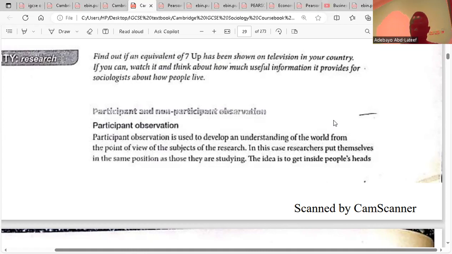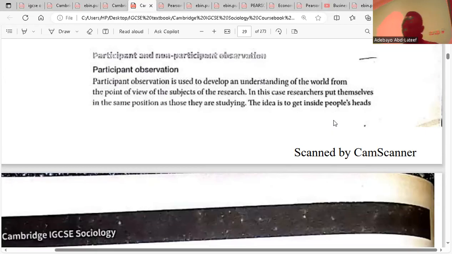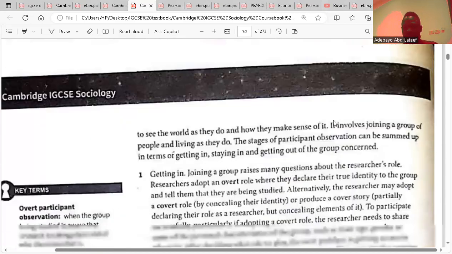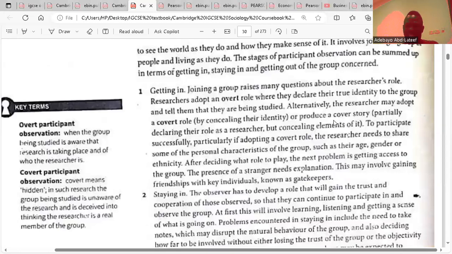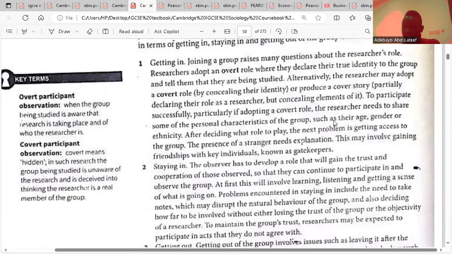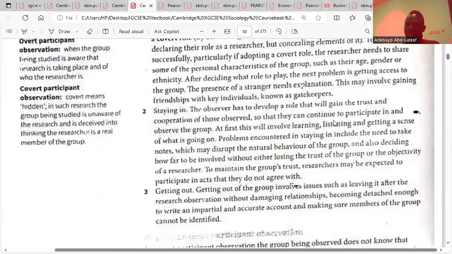So here I wrote, participant observation is used to develop an understanding of the world from the point of view of those being researched. So this means researchers put themselves in the same position as those that they are researching. That is participant observation. So we have 3 stages to participant observation: getting in, staying in, and getting out.